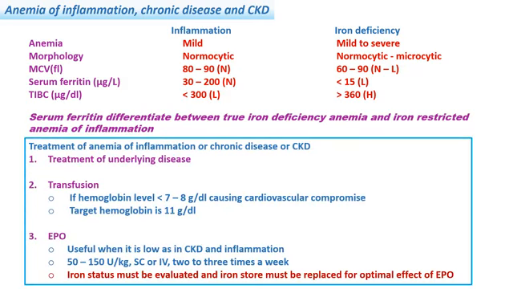Treatment of anemia of inflammation or chronic disease. First is the treatment of the underlying disease. Next is transfusion if hemoglobin is less than 7 to 8 gram per deciliter, causing cardiovascular compromise, and the target hemoglobin is roughly around 11 gram per deciliter. Erythropoietin is useful when it is low, as in chronic kidney disease and inflammation. Usual dose is 50 to 150 unit per kg subcutaneous or IV, usually 2 to 3 times a week. Iron status must be reevaluated and iron store must be replaced for optimal effect of erythropoietin.